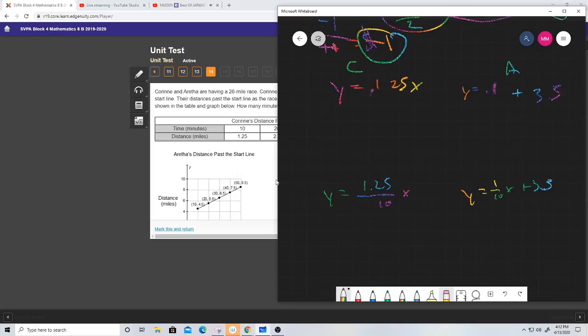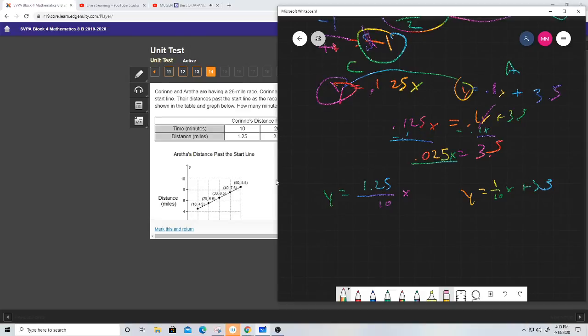Alright, so what you would do in my world is take 0.125x and set it equal, because this is a y and that's a y, right, to 0.1x plus 3.5. You would subtract 0.1x from both sides. You would get 3.5 equals 0.025x.